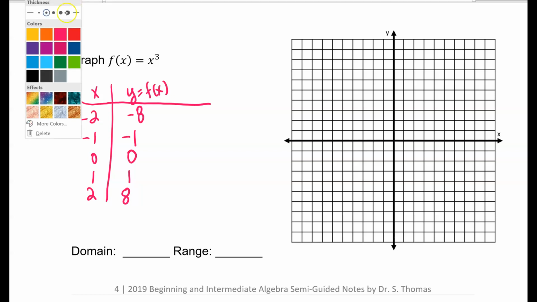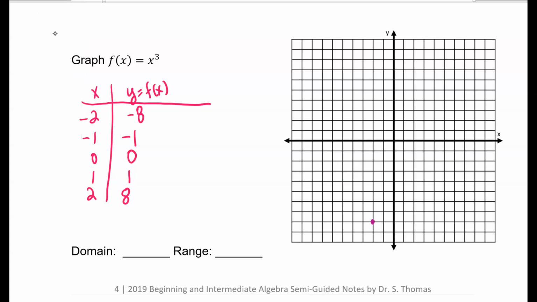So let's plot those points. So -2 to the left, 2 units, down 8. 1, 2, 3, 4, 5, 6, 7, 8. -1, -1 is here. 0, 0 is here. 1, 1 is here. And 2, 8. 1, 2, 3, 4, 5, 6, 7, 8. Notice this shape is not a line as well. It kind of curves in the center a little bit. So this shape looks a little bit like this.